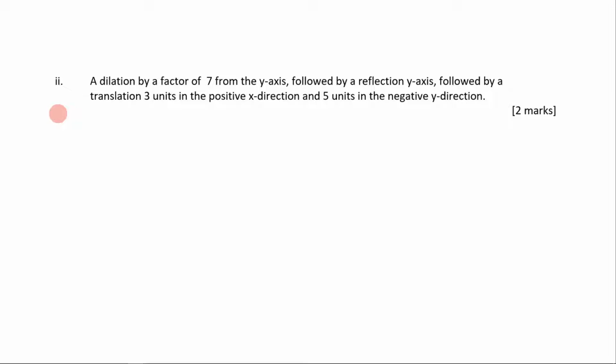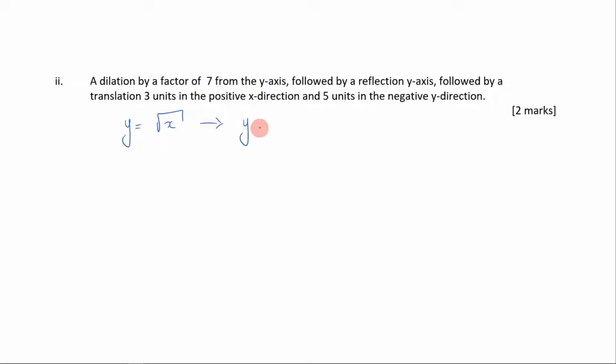So again, we're starting with y is equal to the square root of x, but now we're performing a dilation by a factor of 7 from the y-axis, followed by a reflection in the y-axis, followed by a translation of 3 units in the positive x direction and 5 units in the negative y direction. So a few things going on here. The first thing that we're doing here is we're performing a dilation by a factor of 7 from the y-axis.